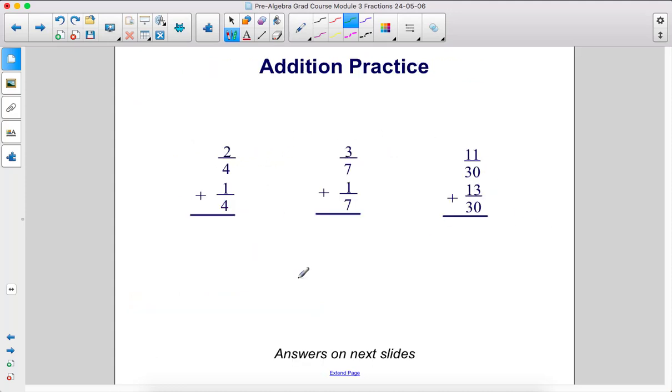All right, let's add these fractions. We're just going to add the numerators and then keep the denominator as is. 2 plus 1 is 3, divided by the common denominator of 4. 3 plus 1 is 4 over the common denominator, 7. 11 plus 13 is 24 over the common denominator of 30. The first answer is 3 over 4. The second answer is 4 over 7. And the last one is 24 over 30.